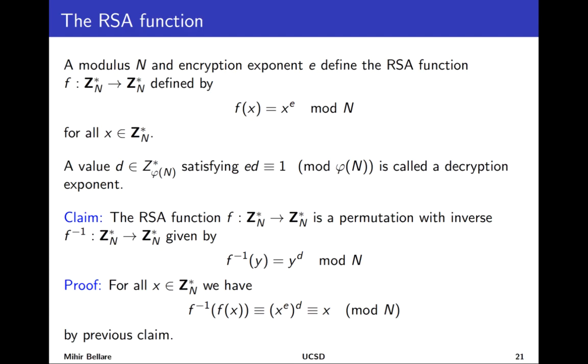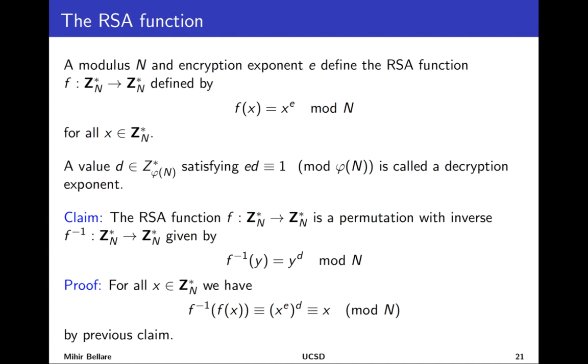The claim we had on the prior slide can now be restated as saying that if you consider the function f inverse, which on input y takes y and raises it to the power d mod n, then this function reverses f. Indeed, it is the inverse as the notation implies. And that implies that f is a permutation on Zn star, a one-to-one onto map. And the proof is simply the prior claim.